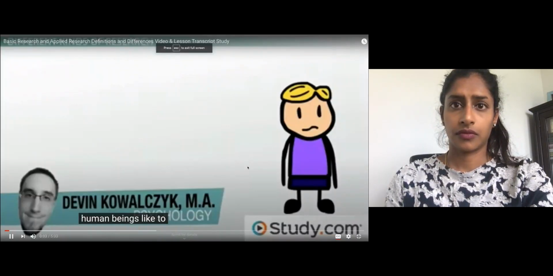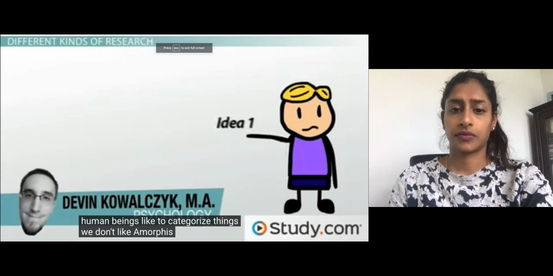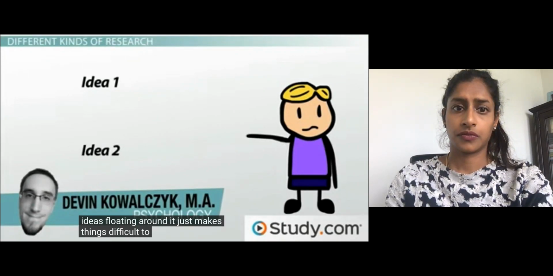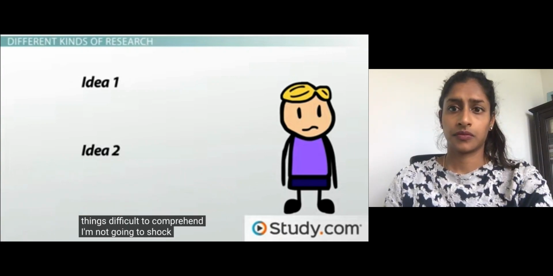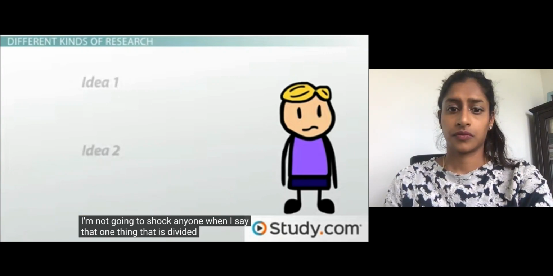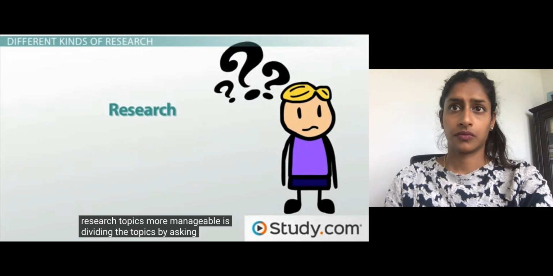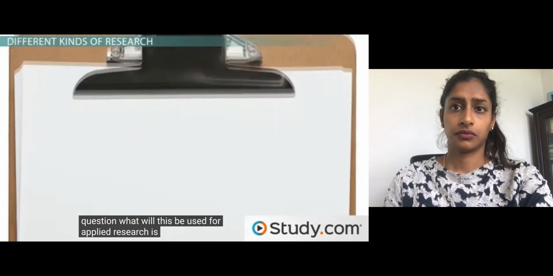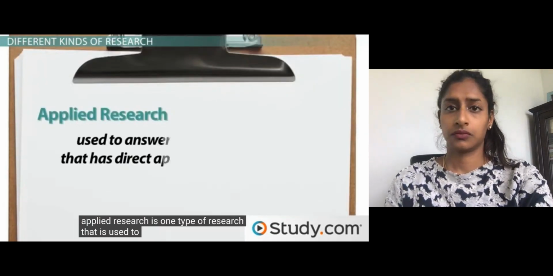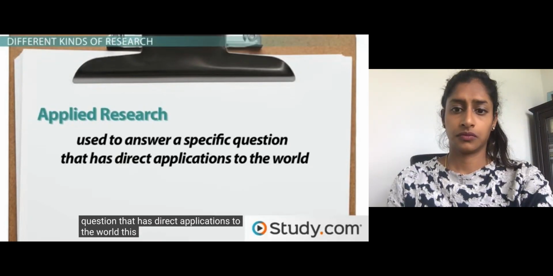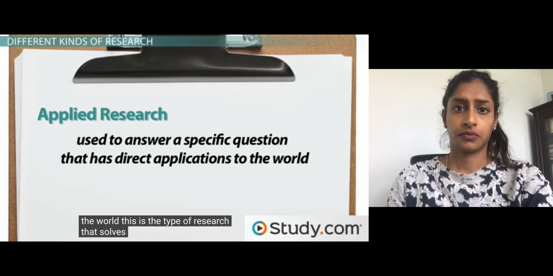Human beings like to categorize things. We don't like amorphous groupings of ideas floating around. It just makes things difficult to comprehend. I'm not going to shock anyone when I say that one thing that is divided into categories is research. One way to make research topics more manageable is dividing the topics by asking the question, what will this be used for? Applied research is one type of research that is used to answer a specific question that has direct applications to the world. This is the type of research that solves a problem.